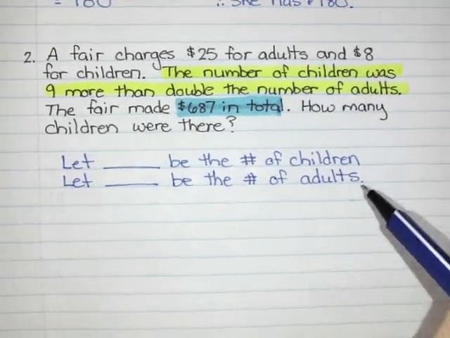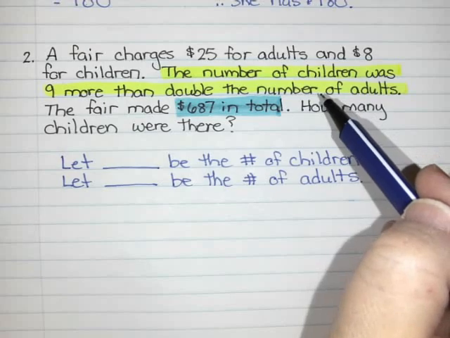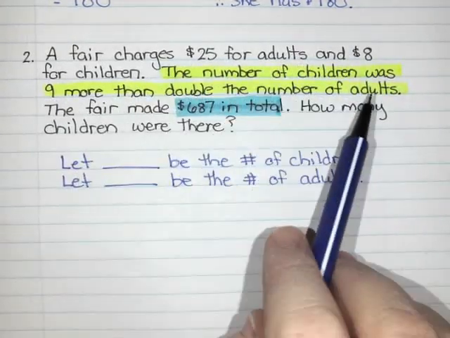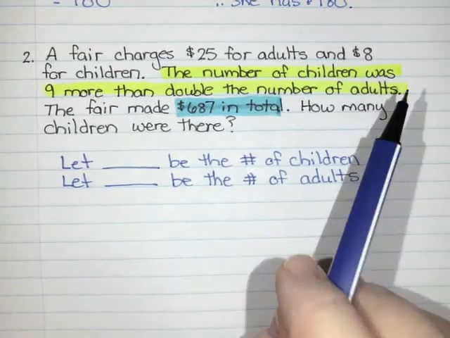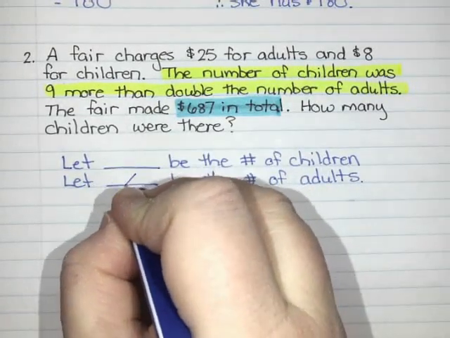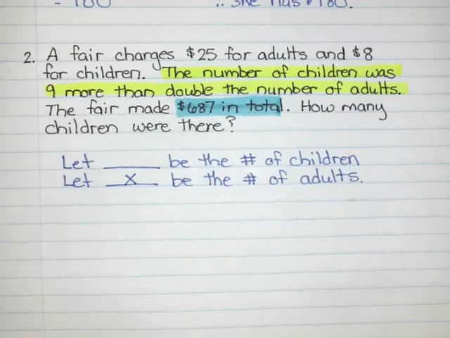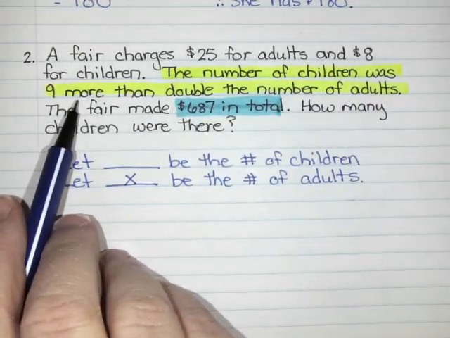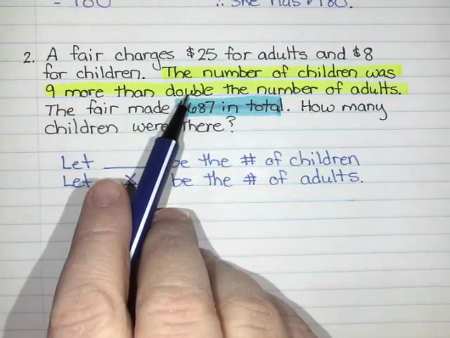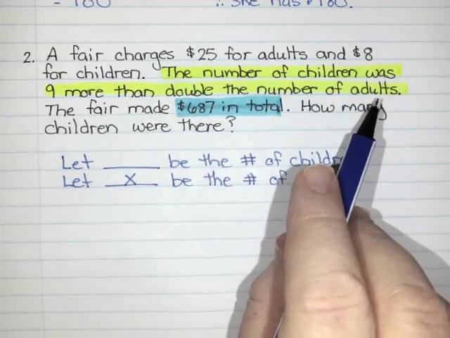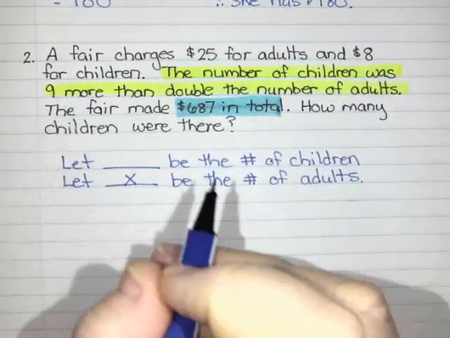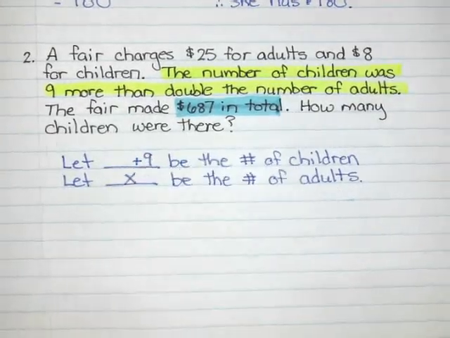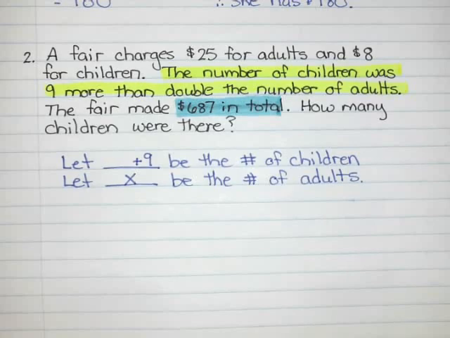Okay, so to do my let statement, I'm going to use that line I highlighted in yellow. It says the number of children was 9 more than double the number of adults. Last thing mentioned was adults. I'm going to let that be X. The number of children is 9 more means plus, than double means times 2, the number of adults. So 9 more than, that word than means we're going to be adding 9 at the end. And then double the number of adults.